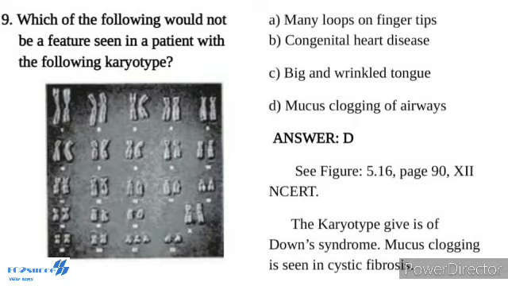The affected individual is short statured with a small round head, furrowed tongue, and partially open mouth. Palm is broad with characteristic palm crease. Physical, psychomotor, and mental development is retarded. So the correct answer is option D. D is mucus clogging of airways. The karyotype here is of Down syndrome. Mucus clogging is seen in cystic fibrosis.